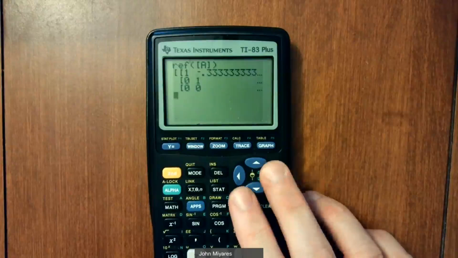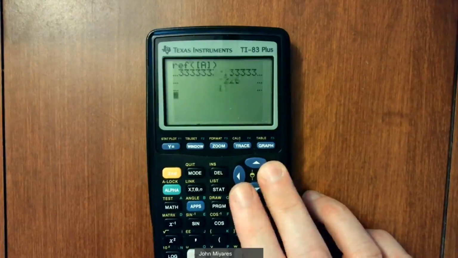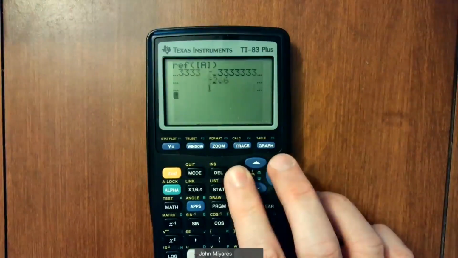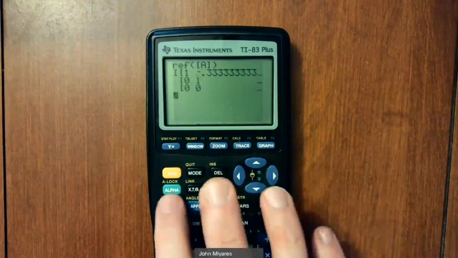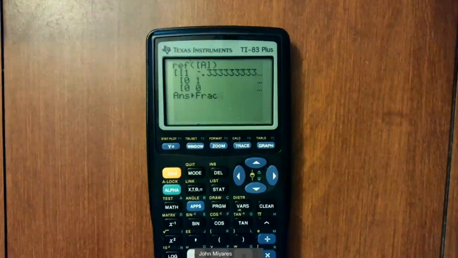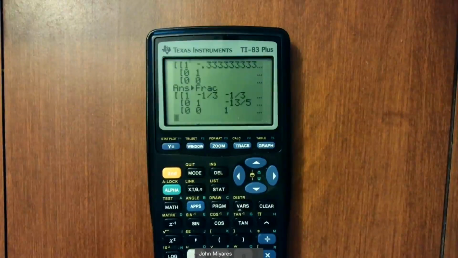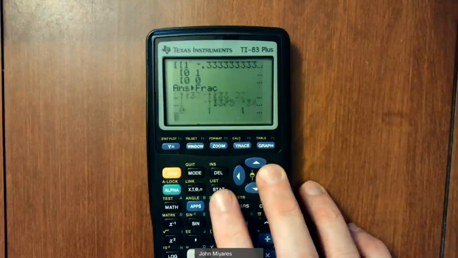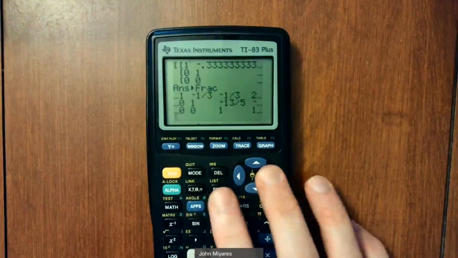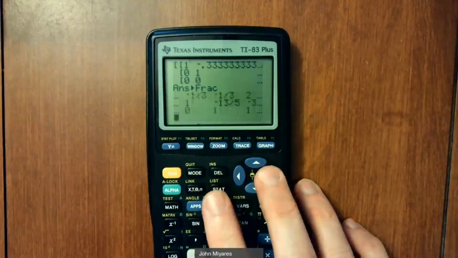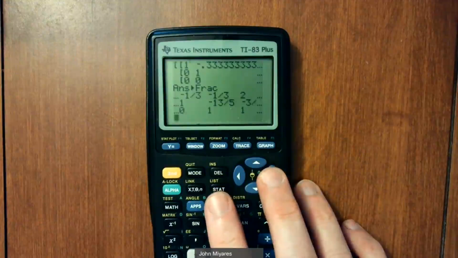So in the top row, I see 1, -0.33333 repeating. Those decimals make it look a little bit ugly. But to make this look a little bit cleaner, I can hit the math button and choose the frac option, and then that will take this answer with all these decimals in it and turn it into something with fractions. So now what I can see on my top row, I've got 1, -1/3, -1/3, 2. In the middle row, I've got 0, 1, -13/5, and -3/5. On the bottom row, I've got 0, 0, 1, 1.